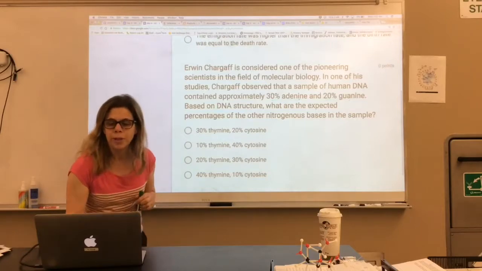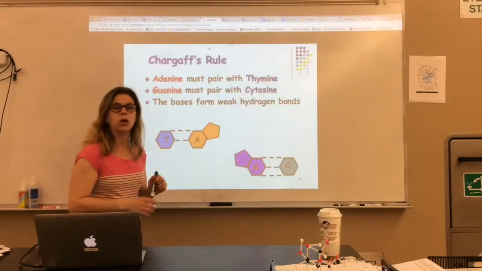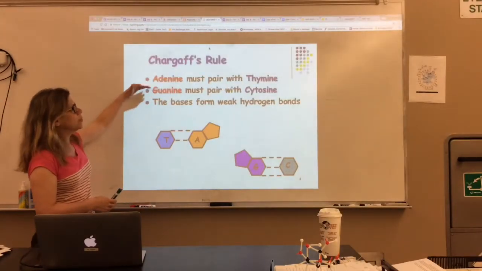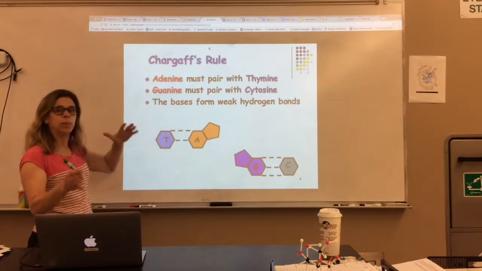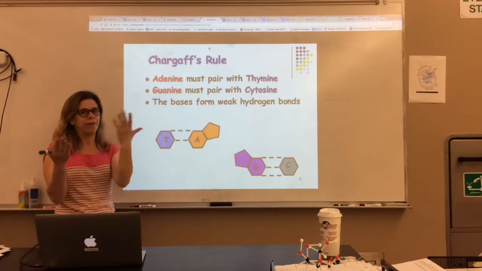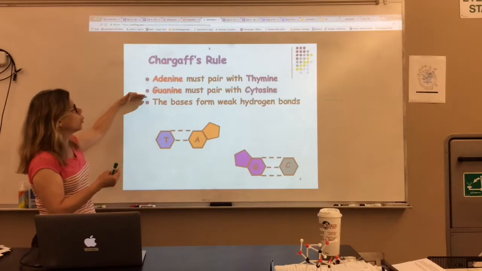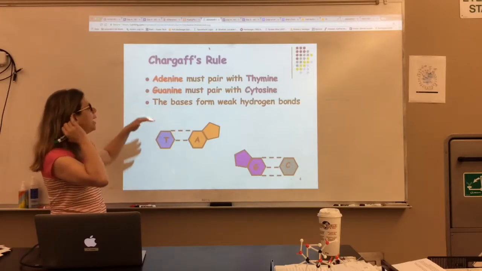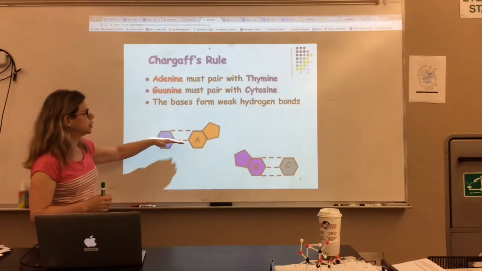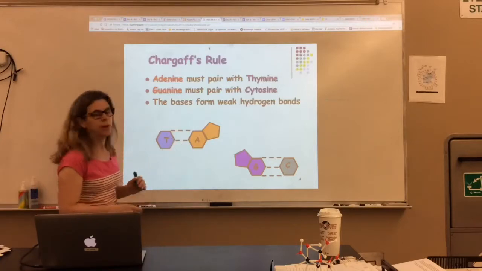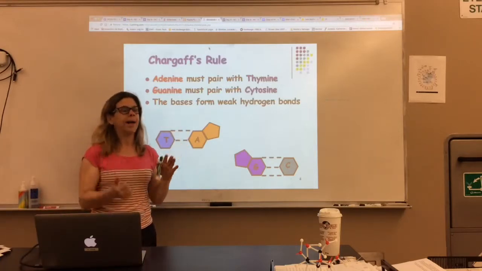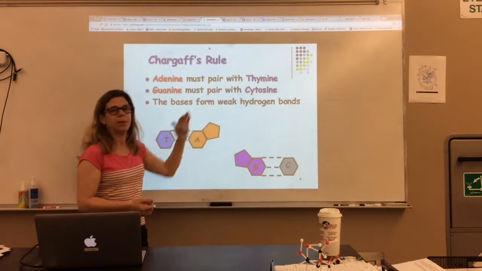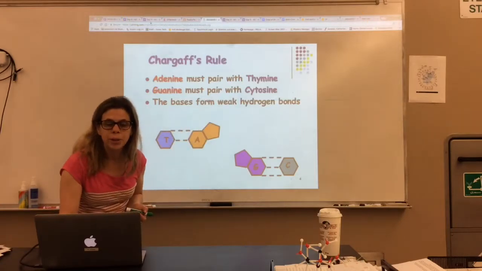So in order to answer this, let's look at Chargaff's rules. Adenine must pair with thymine and in equal amounts. If you have a right shoe, you have a left shoe. Think of it that way. Guanine must pair with cytosine, and these bases form weak hydrogen bonds, attractions to each other. If the number of adenine is equal to the number of thymine, then the percentages will also be equal.